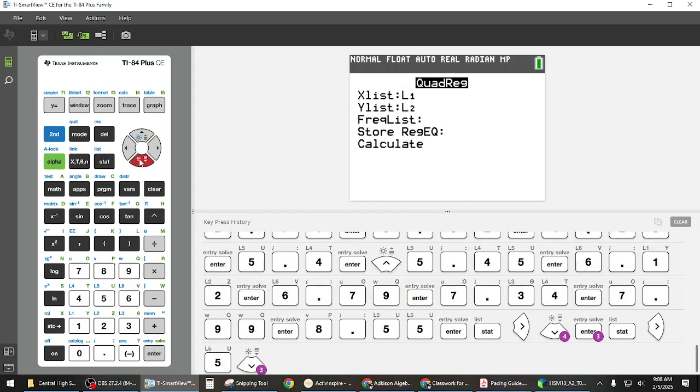You can choose to store this, and it will automatically dump it into your y equals, so then you could graph it with the points if you wanted. Maybe I won't do that right at the moment. If it just copied a command to the main screen, you just hit enter. If you're like this one, just hit enter on calculate.